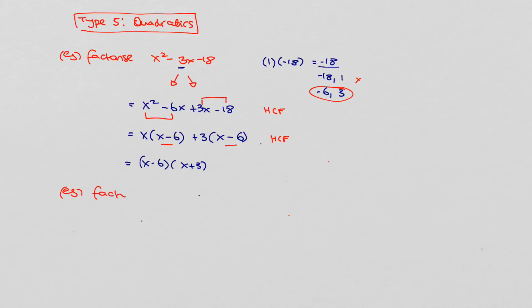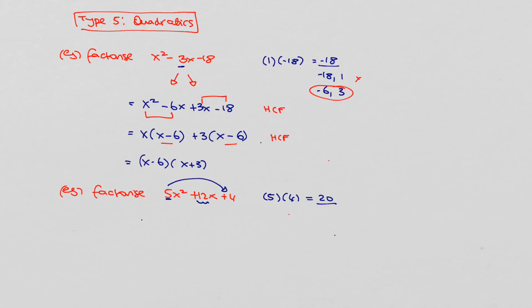So if we factorize 5x squared plus 12x plus 4. Again, we look at the coefficient of x squared and we multiply that by 4. So we have 5 times 4 is 20. And we say, what are the factors that multiply to give me 20 and add to give me 12? Of course, 5 and 4 multiply to give us 20, but they don't add to give us 12.